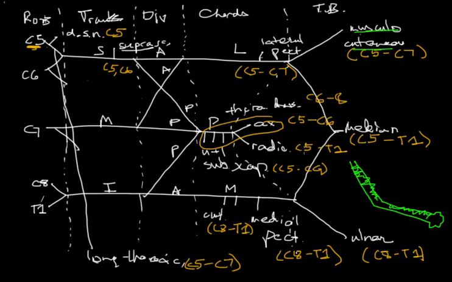Let me change colors. Let's do blue. So what does the median nerve do? The median nerve is going to do the muscles in your forearm, mainly. It also does lumbricals 2 and 3 in your hand, and I don't want to go into the exceptions right now, but mainly, big picture, you want to think that the median nerve is going to do all the muscles that are in your forearm.